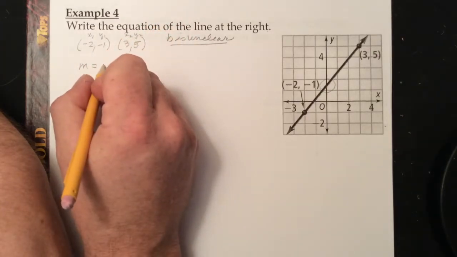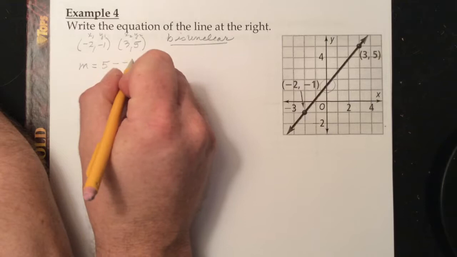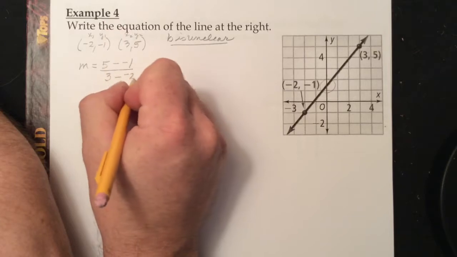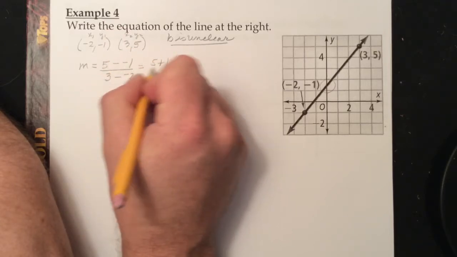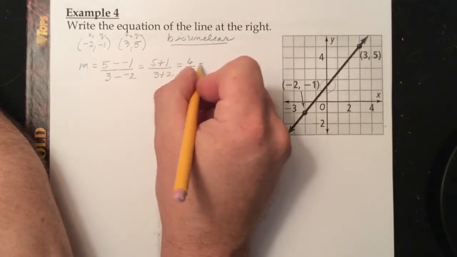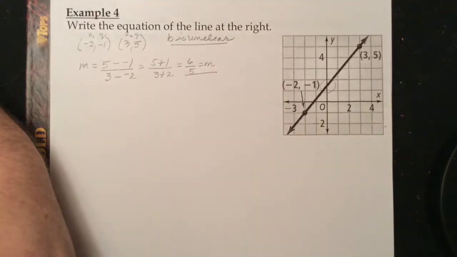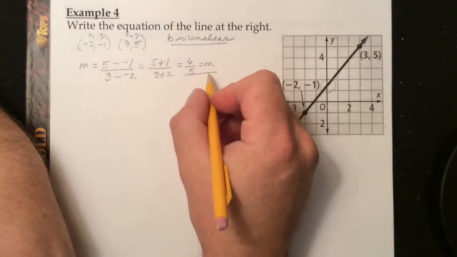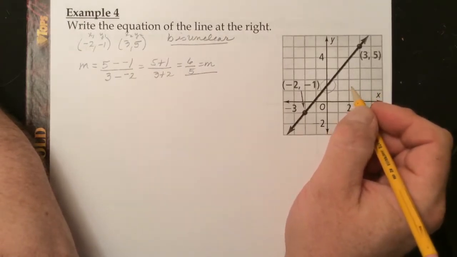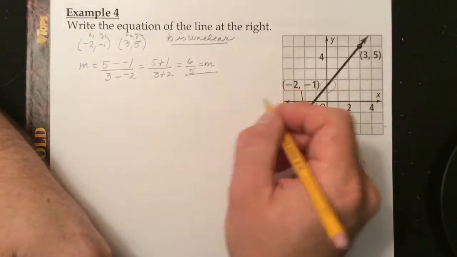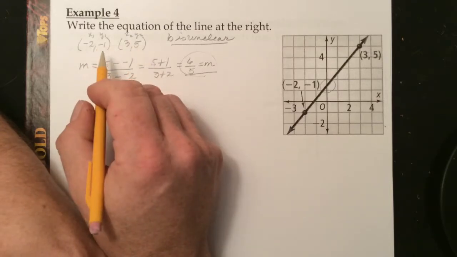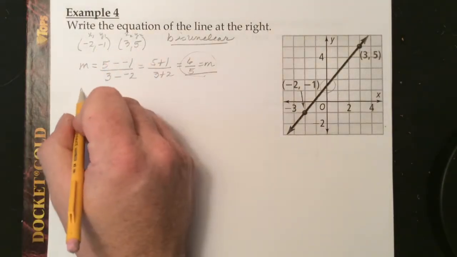So using the slope formula, we have y2, which is 5, minus y1, which is -1, over x2, which is 3, minus x1, which is -2. This gives us 5 plus 1 over 3 plus 2, and this gives us 6 over 5. So the slope of this line is 6/5. Rise is 6, run is 5. Then for the y-intercept, we're going to have to find that kind of by default here. We've got the slope, and we've got at least one point, so we can use point slope form.